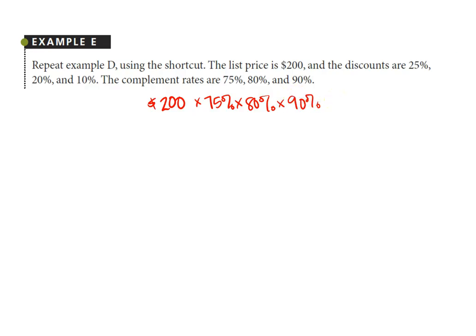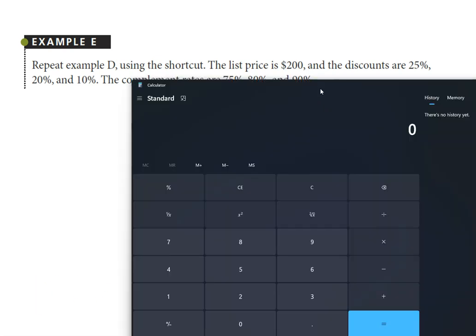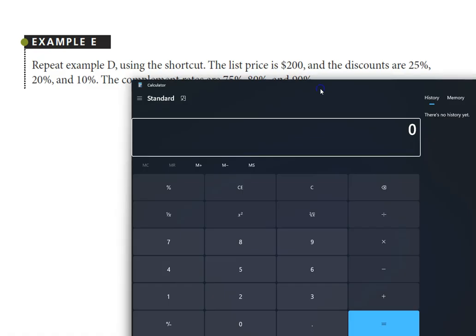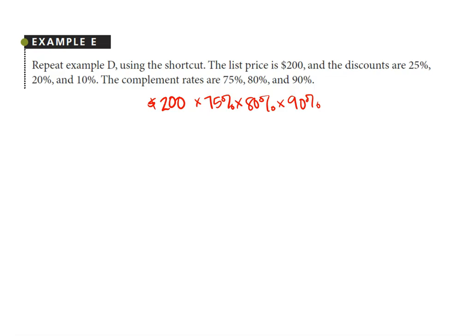And I am going to use just a regular calculator here. And so that's just 200 times all of the complements, so 75% times 80% times 90%. Notice that it gives me $108. Okay, so this was by using the complement shortcut method.